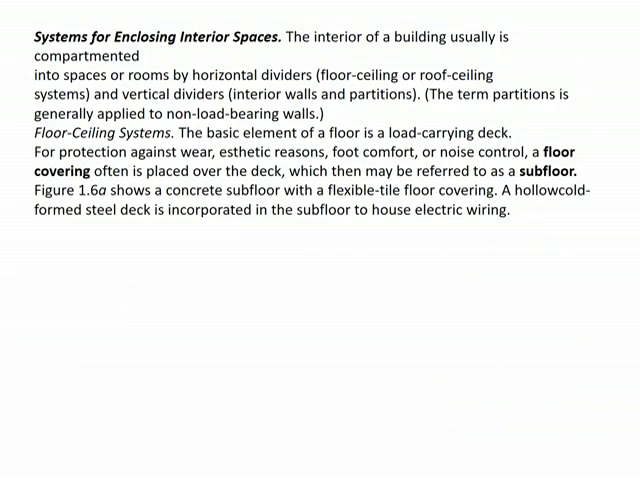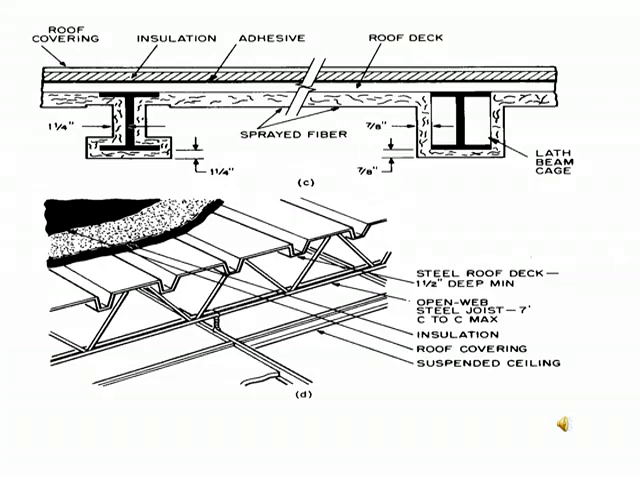This is the construction of the roof covering, insulation, and roof deck system, and this is a side view, elevation, and a three-dimensional view. So this is a steel roof deck, open web steel joist, insulation, roof covering, and suspended ceiling. So these are details of the construction of the suspended ceiling and roof covering system.